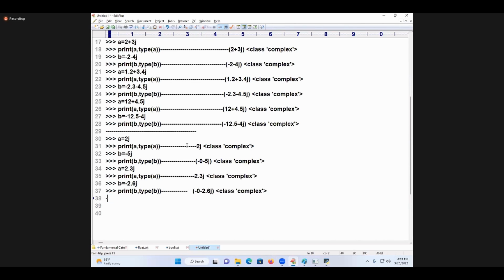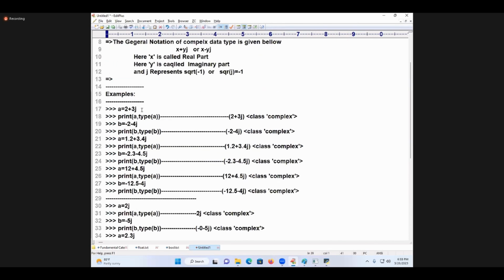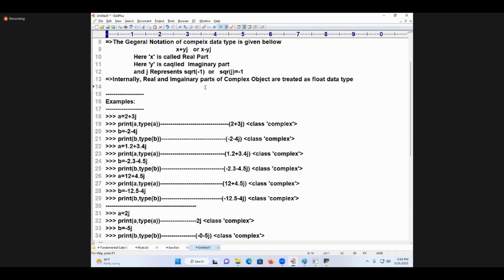Now I am going to give you one important point. When complex numbers are given, internally, as I told you, the real part and what next? The imaginary part of which object? Complex object. They are treated as which data type? Float data type. Internally they are of float type. And you are going to see this practically.